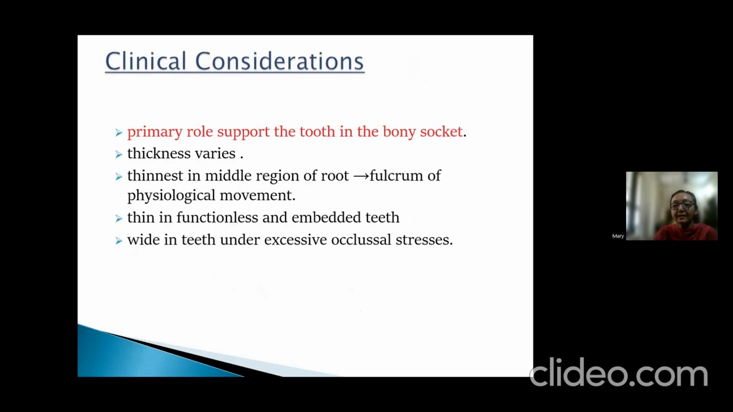So coming to the clinical considerations. What we have already seen is that the periodontal ligament acts as a primary supportive structure for the tooth in the bony socket, and its thickness varies. We know that it's thinnest in the middle, with an hourglass shape, and usually it becomes thinner in non-functional individuals or older individuals, and the width of the periodontal ligament increases with excessive occlusal stress. These are the different changes we see in the periodontal ligament, depending on its function.